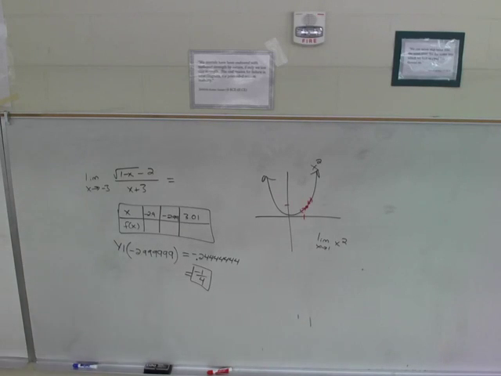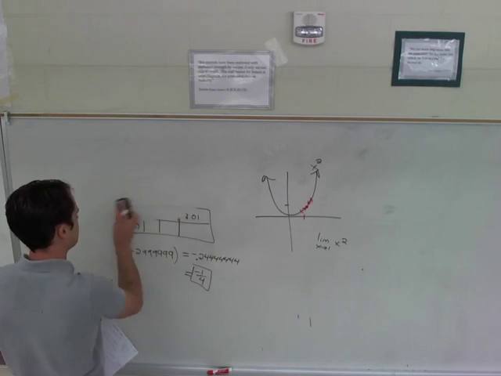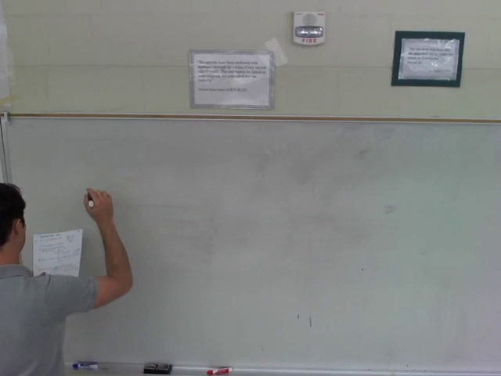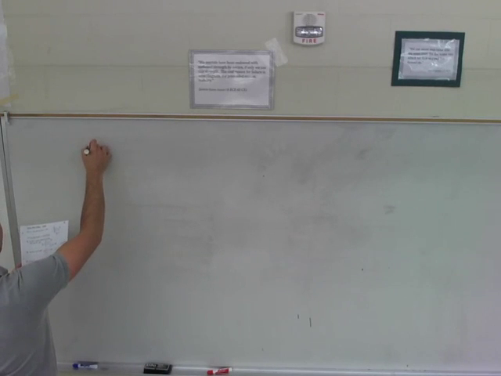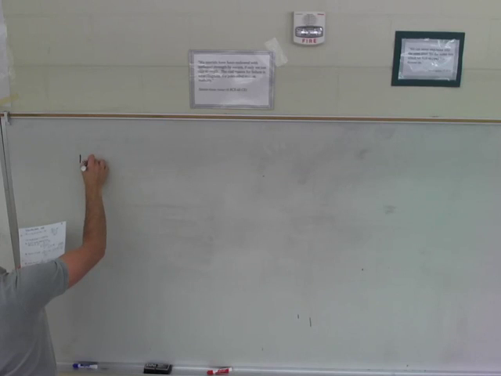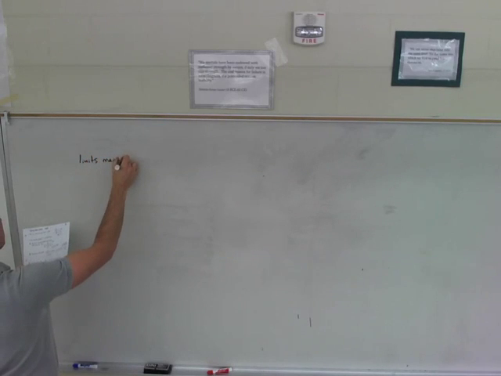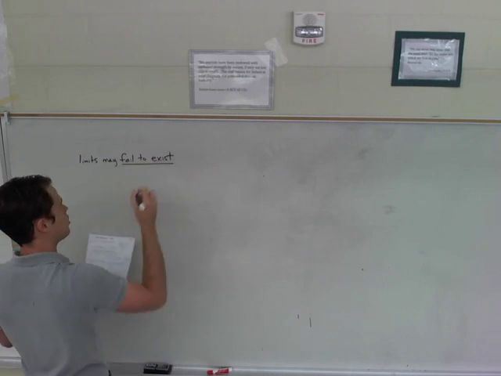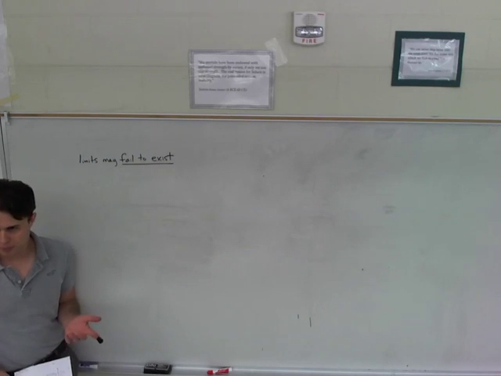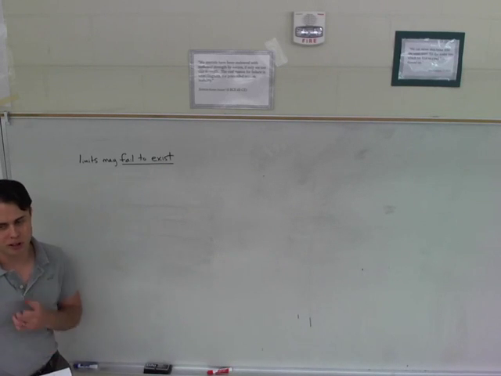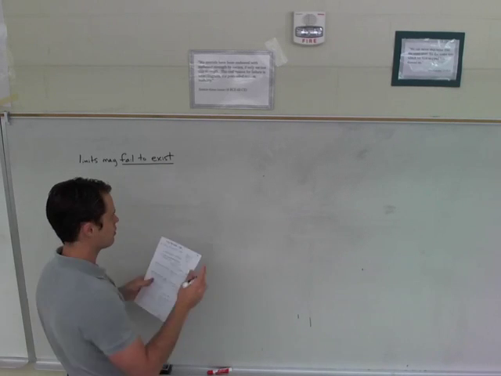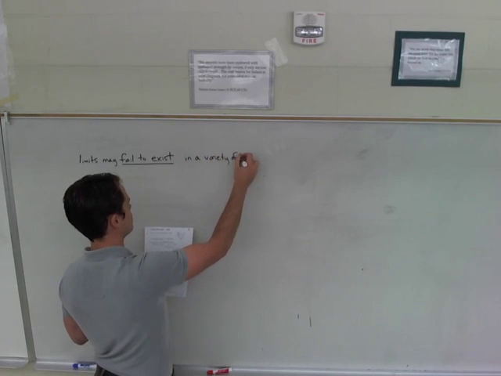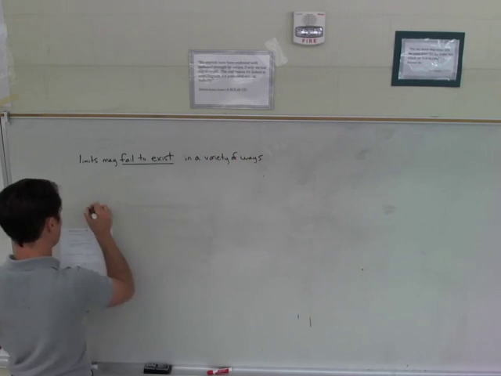Okay. So let's talk about some other issues. What are some issues with limits? We had limits that don't exist, right? You guys remember that? There's different ways it can happen. Limits can fail to exist in a variety of ways. So let's look at those. Asymptotes, jumps.